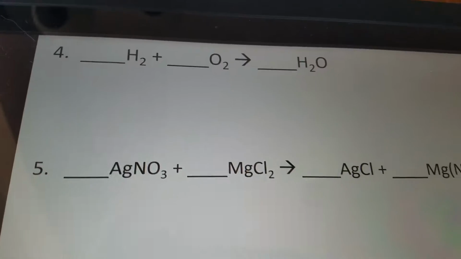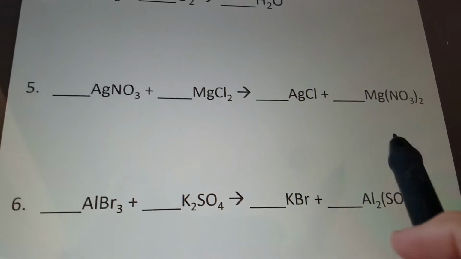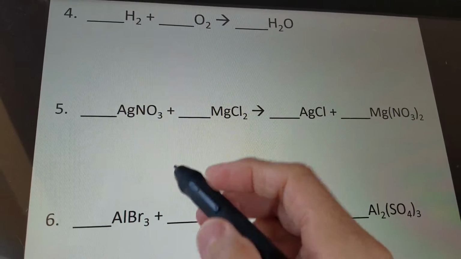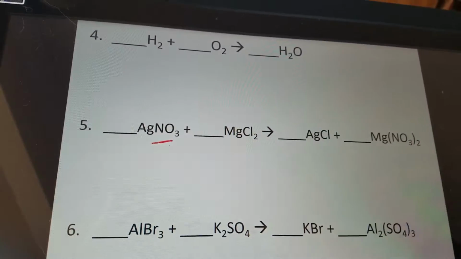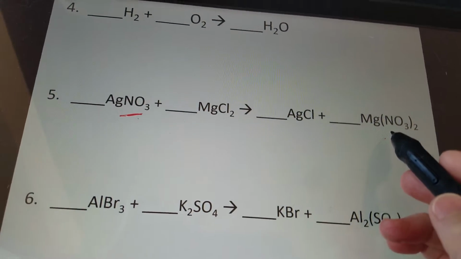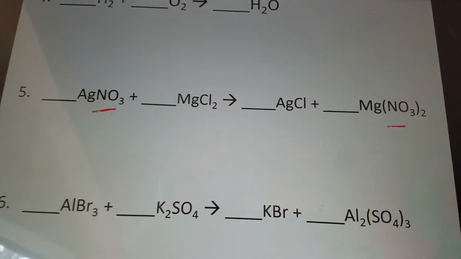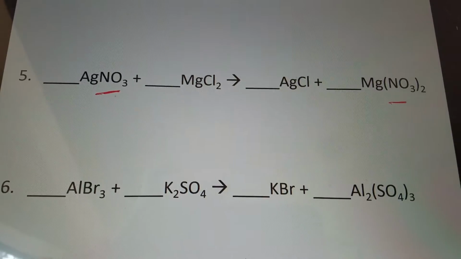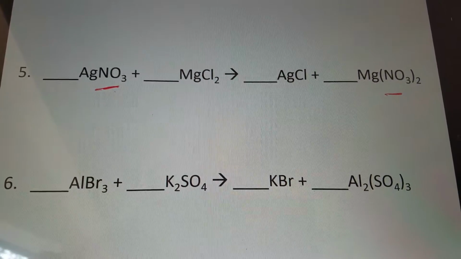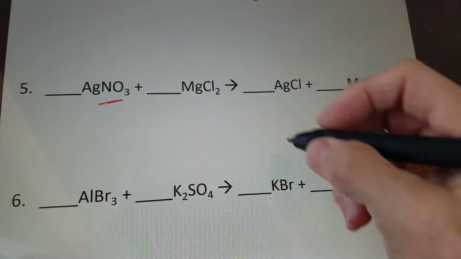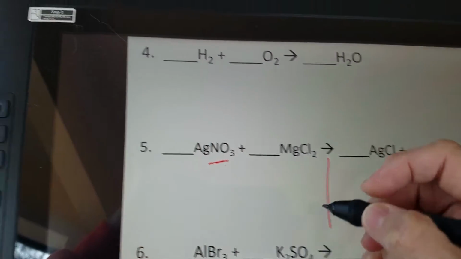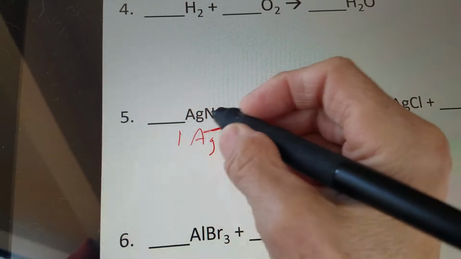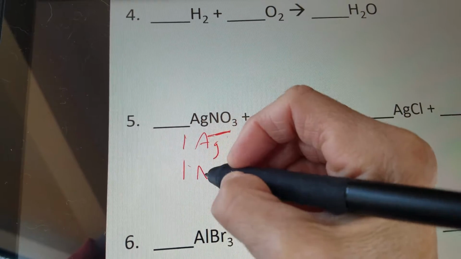So let's look at another one. Let's look at this one in the middle, number 5. So on this one, you can see that you have a polyatomic ion here, but you have the same polyatomic ion here. So to speed up the process of balancing, since you don't have nitrogen or oxygen anywhere else except in that polyatomic ion, you can keep that together as a unit. So I'll go ahead and show you what I mean. So here I have 1 silver, and I'm going to keep this together as a unit, so I have 1 nitrate ion.